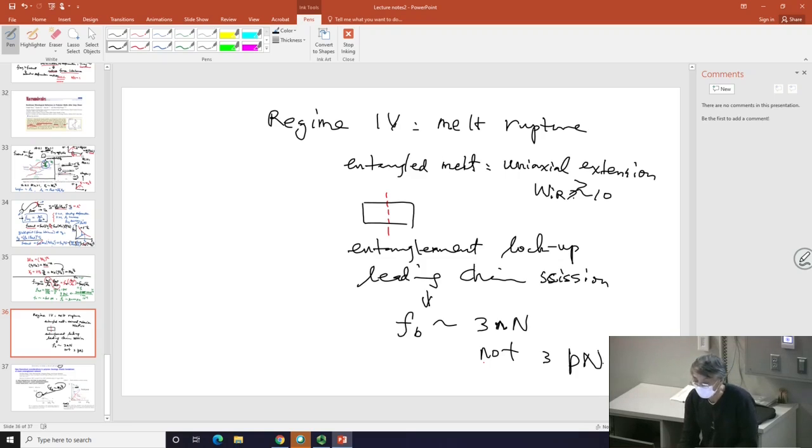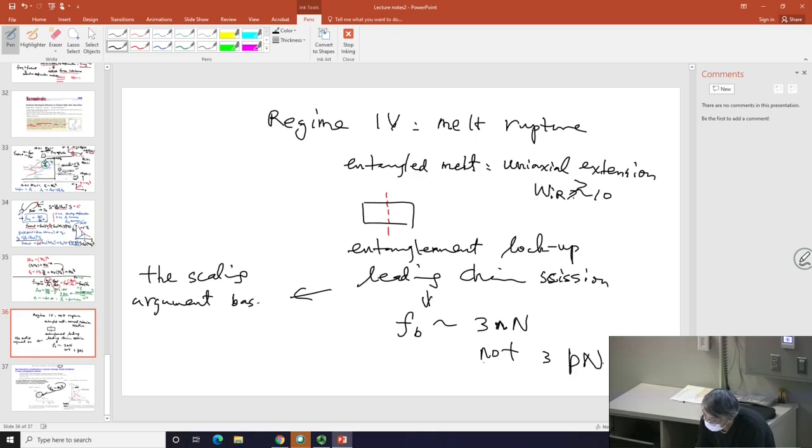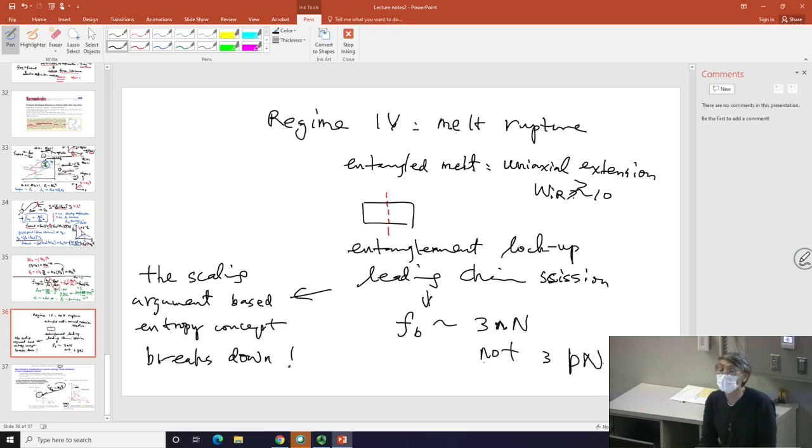Well, the zeroth order story is the scaling argument based on the entropy concept breaks down completely. This is why I could not go anywhere further.